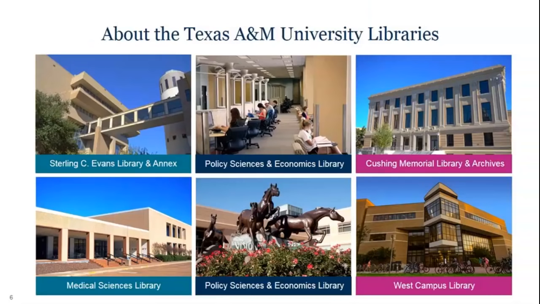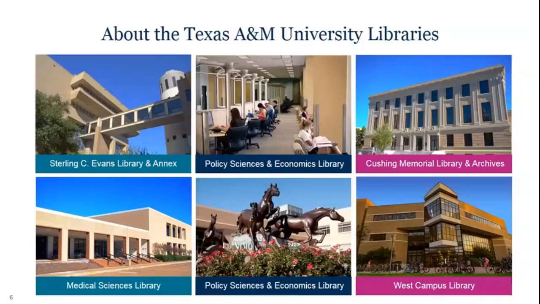The Evans Library and the Annex is the main library for general collections. The Cushing Memorial Library holds the rare books, special collections, manuscripts, and the university archives. The Medical Sciences Library supports the medical and veterinary science programs. We also have a smaller library, the Policy Sciences and Economics Library, which supports the George Bush School and the Political Sciences and Economics Department. And lastly, the West Campus Library, which is our business library.